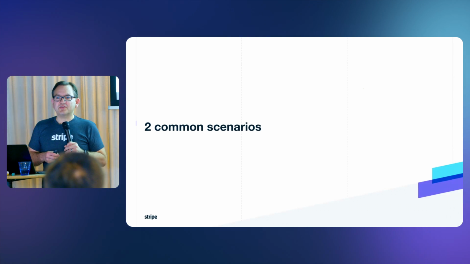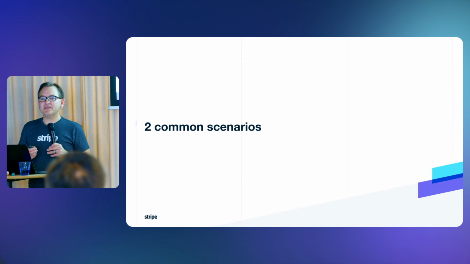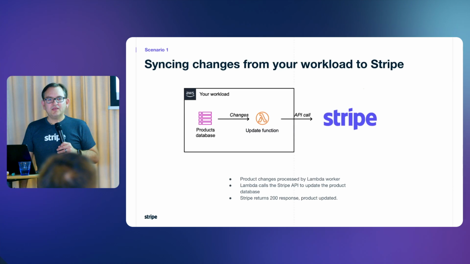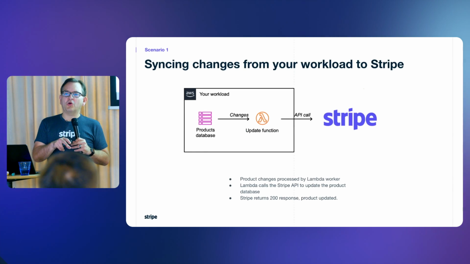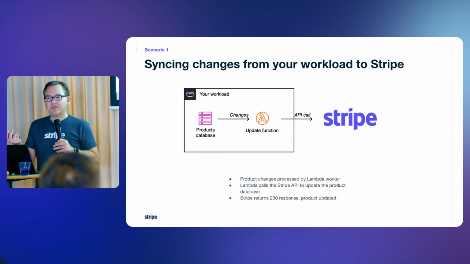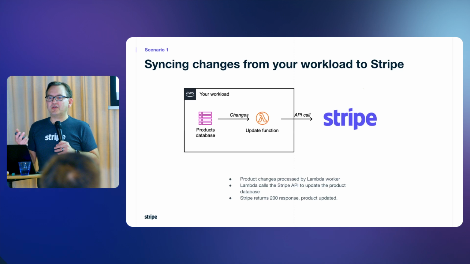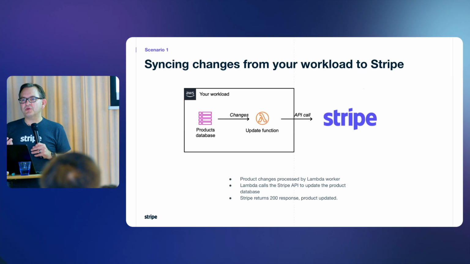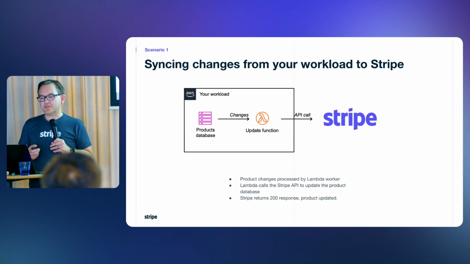As a result of that, there are two common scenarios that we see, and there are many more, but I think these are two worth talking about to give you a sense of the sort of problem you're walking into. The first one, the simple case, is you're going to sync changes from your workload to Stripe. In this diagram, I'm using AWS infrastructure because so many of our customers are using AWS, but really you could use anything such as Cloudflare, Google, Microsoft, and so forth.